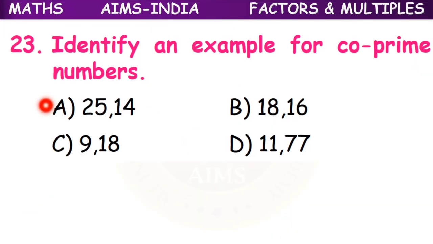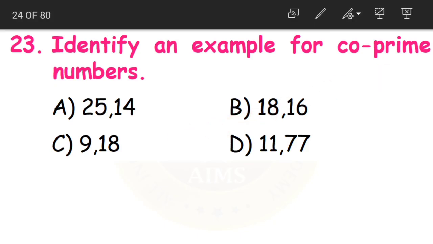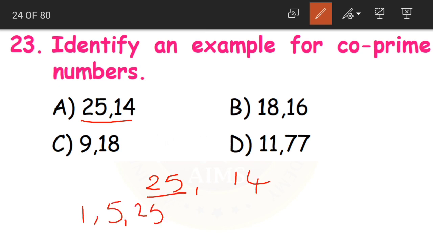Next question. Identify an example for co-prime numbers. Again, what are co-prime numbers? These are two numbers whose only common factor is 1. If you look at the first set of numbers, 25 and 14, the factors of 25 are 1, 5 and 25. The factors of 14 are 1, 2, 7 and 14.